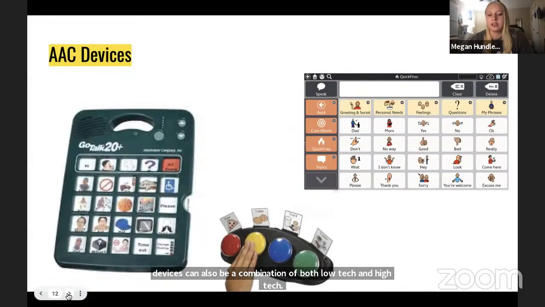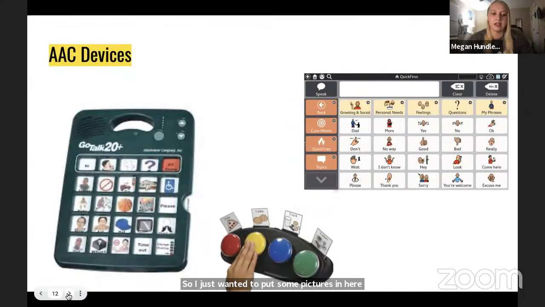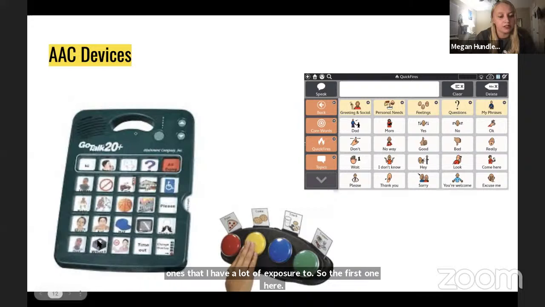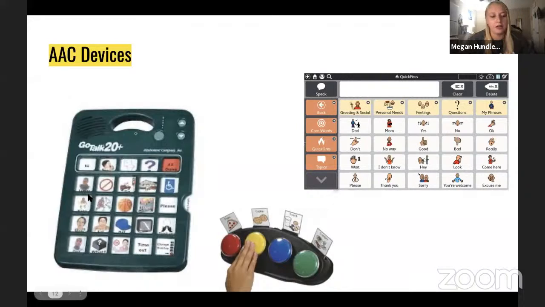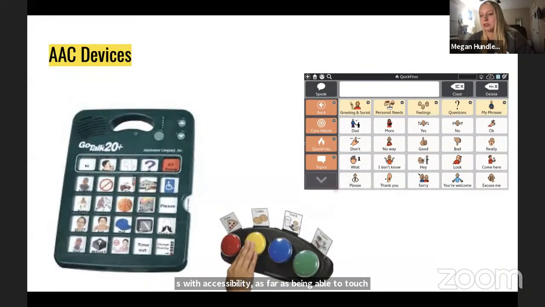So I just wanted to put some pictures in here of some different AAC devices. These are just ones that I have worked with in the past, ones that I have a lot of exposure to. So the first one here, this green one, this is a Go Talk. And this one has the key guards on it, which help with accessibility as far as being able to touch. If there's any restriction of movement, the key guards really help with being able to touch the correct picture that they're trying to identify and use.